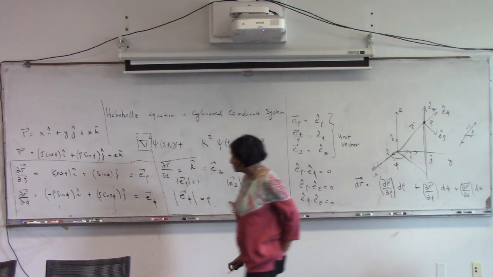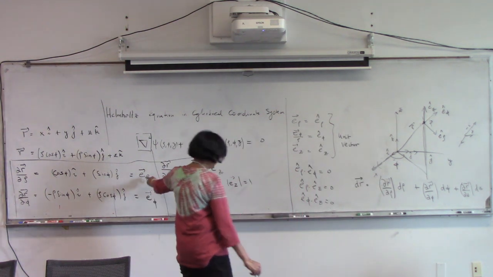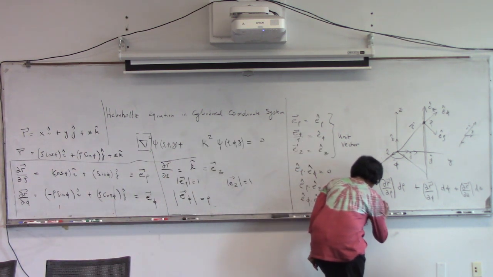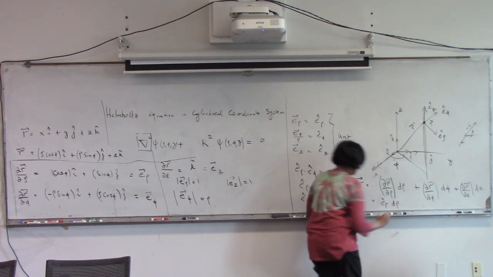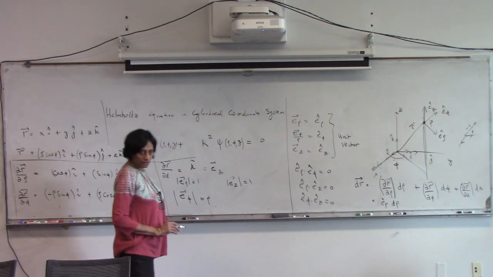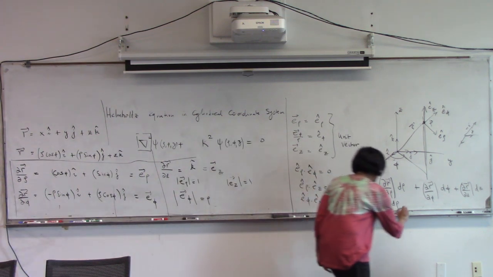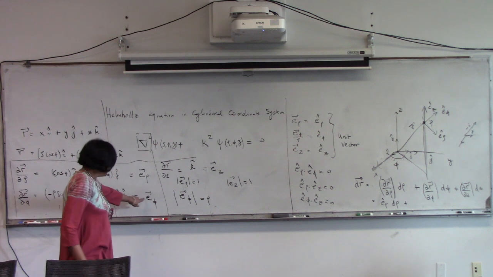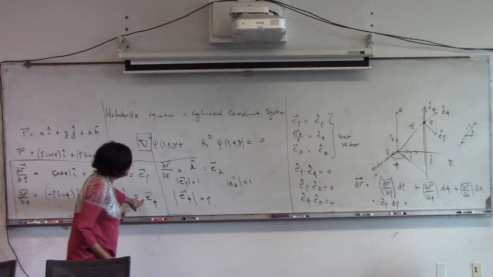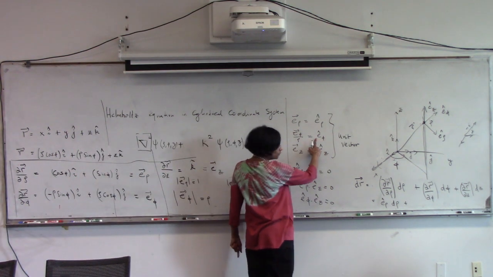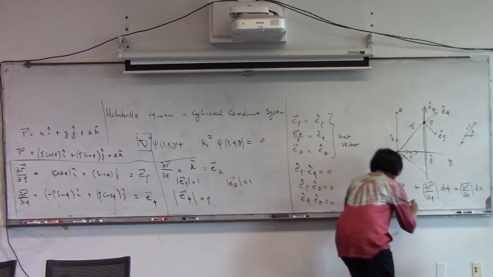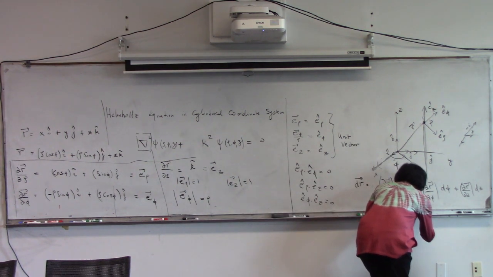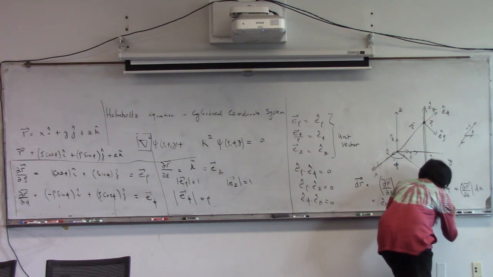Partial of r with respect to rho is the unit vector in the rho direction, so I can write that times d rho. Partial of r with respect to phi is the full E phi vector, and that full vector is nothing but rho times the unit vector. So here I have rho times the E phi unit vector d phi.